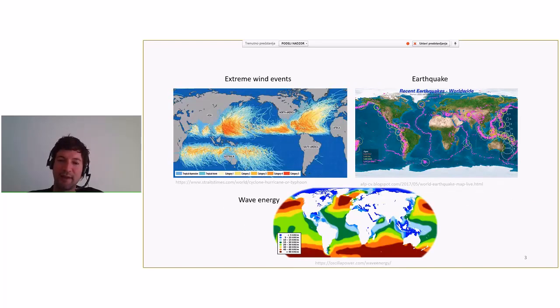Before starting with, let's say, science, let's first have a global view of the things that are given to us by Mother Nature. These are, let's say, extreme wind events. They are happening more and more often, since the energy in the air seems to be increasing, and the amount of energy released comes through extreme events. On the top left picture you can see the category of typhoons and hurricanes on the Asian side, and you see that there is quite a big area across the globe where these extreme events happen.